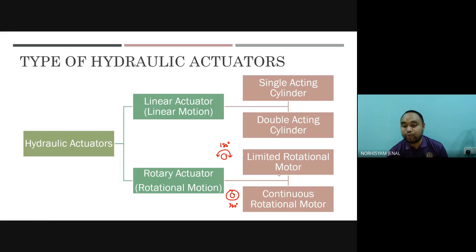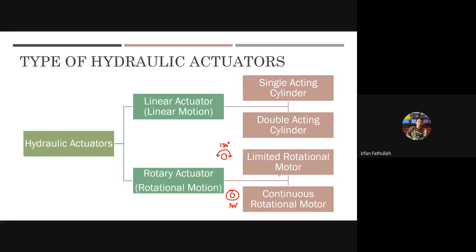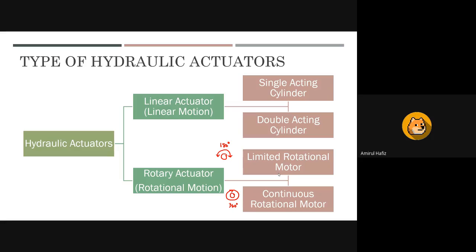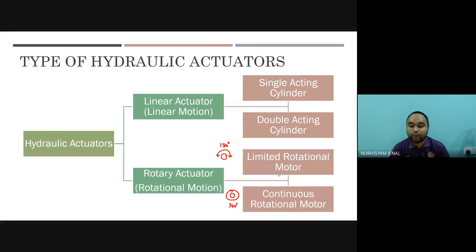So your motorcycle, is it a limited rotational motor or a continuous rotational motor? Continuous. For a blender, for example, is it a continuous rotational motor or a limited rotational motor? Continuous. Okay, why? Because it can spin continuously, correct? So that's a continuous rotational motor.